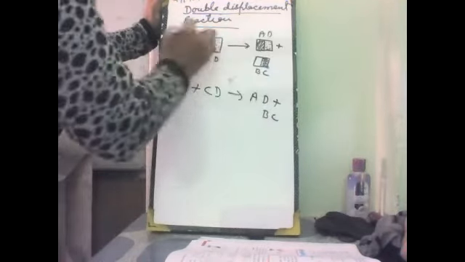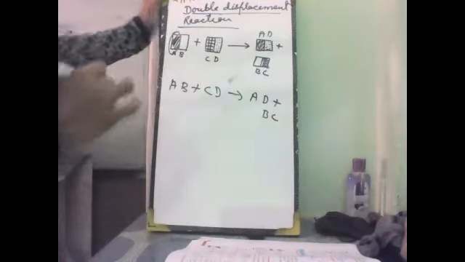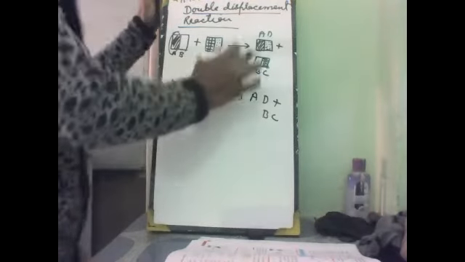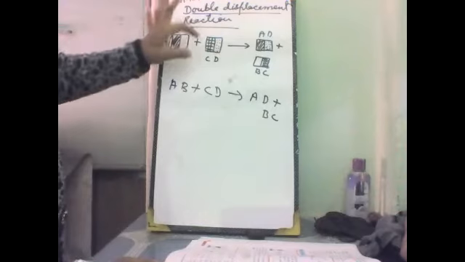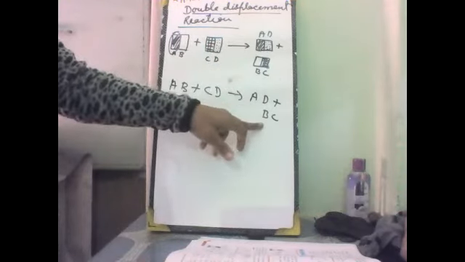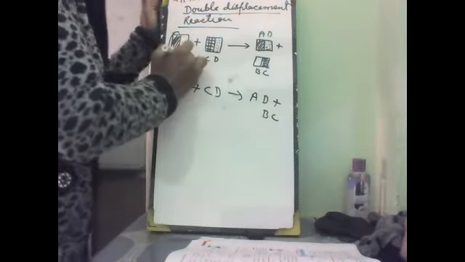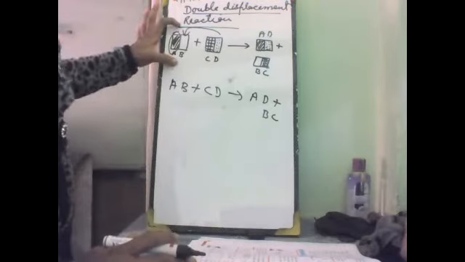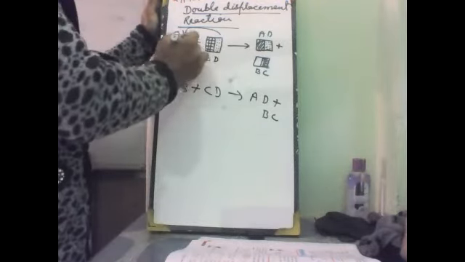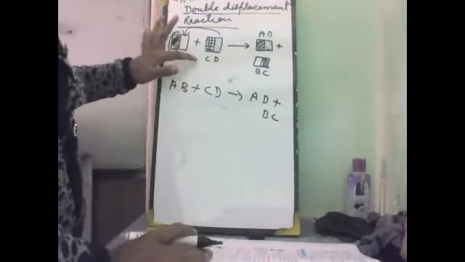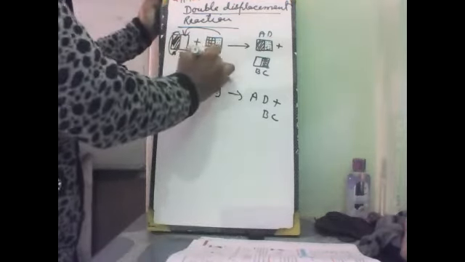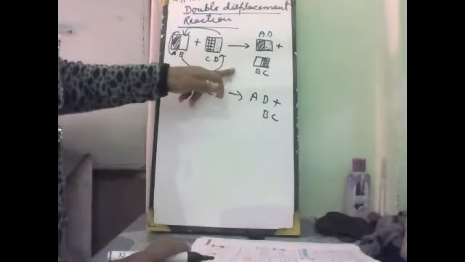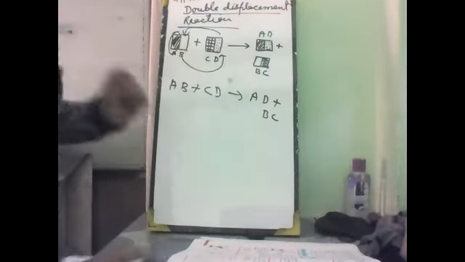It is AD. The structure of A is this and D is this. So when they combine, A and D form AD, and the rest, C and B, react together and form BC. So B is displaced by D, and the position of C is taken by B, and the new compounds BC and AD are formed.